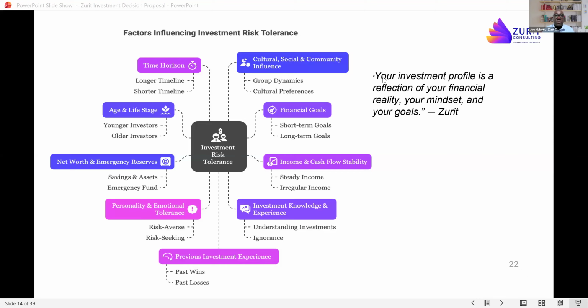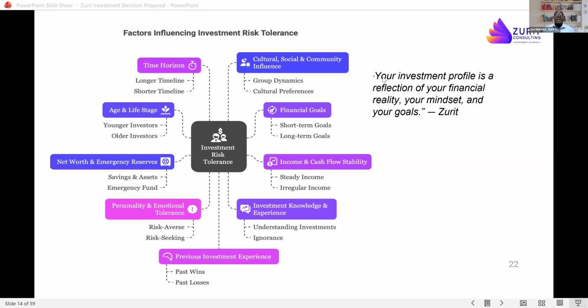Now, all these are things you need to look at. Where are you? How is your income? How is your cash flow stability? Where is it right now? And your income, how does it match to your financial goals? So it's important for you to understand all these things and balance them out. Your personality and your emotional tolerance. How would you be when you lose money? Will it crush you? Or will you go look for help and come back and say, I'm running again?